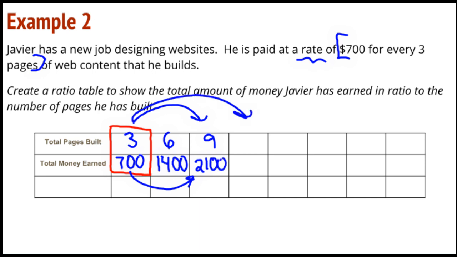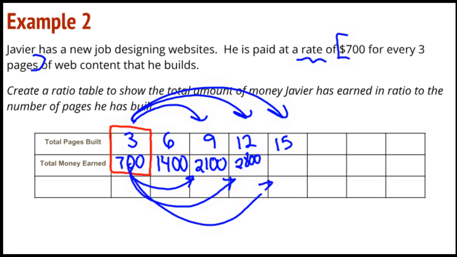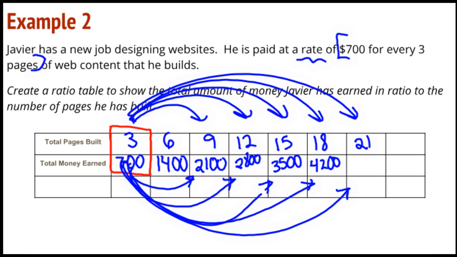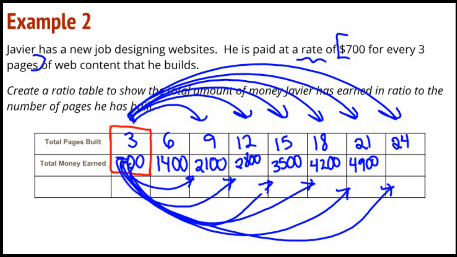And then I could multiply by 4 and get 12. Multiply by 4 and get 2,800. Multiply by 5 and get 15. Multiply by 5 and get 3,500. Multiply by 6 and get 18. Multiply by 6 and get 4,200. Multiply by 7 and get 21. Multiply by 7 and get 4,900. Multiply times 8, get 24. Multiply by 8, and I will get 5,600.